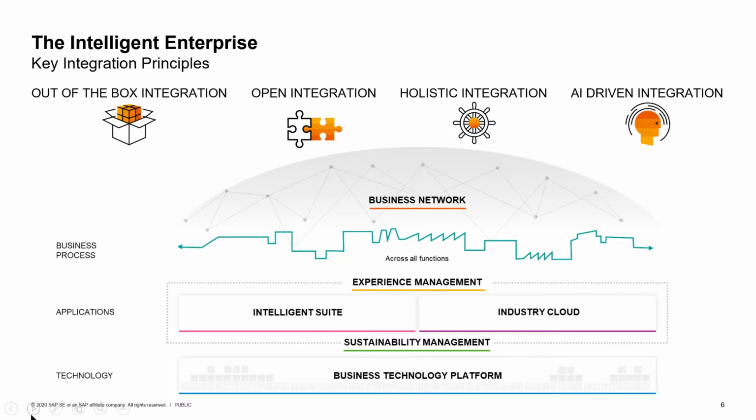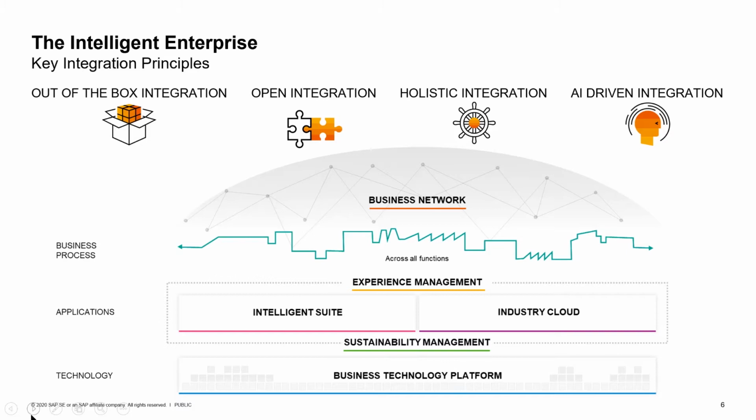The second principle is open integration. On the one hand, SAP applications provide public APIs, which allow you to integrate them with non-SAP applications. Furthermore, with SAP Cloud Platform Open Connectors, SAP offers more than 160 APIs to integrate with non-SAP software as a service solutions.